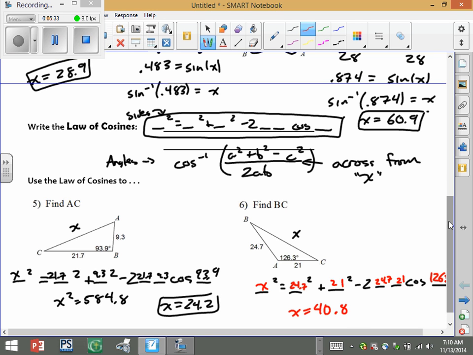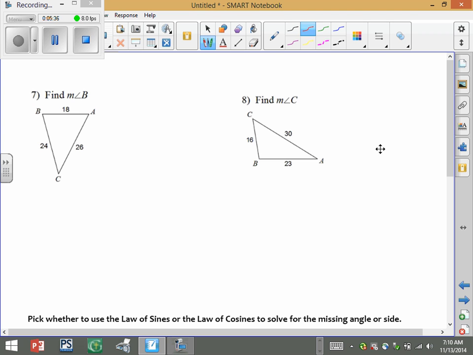So I'll do one more where we have to go find the angle. So find the measure of angle B. So go ahead and circle 26 in B. And remember, this time we're looking for an angle, so we're going to do the cosine inverse.